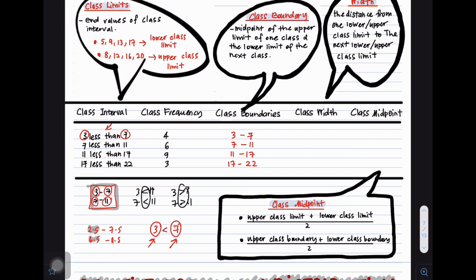Okay, so now we want to find the class width. So how to find the class width? The class width is the distance from lower class limit to the next lower class limit. So our class limit now is 3. Okay, so to the next 7, so the distance will be 4. Okay, so the class width is 4, and then 7 to 11 is also 4. Okay, 11 to 17 is 6.